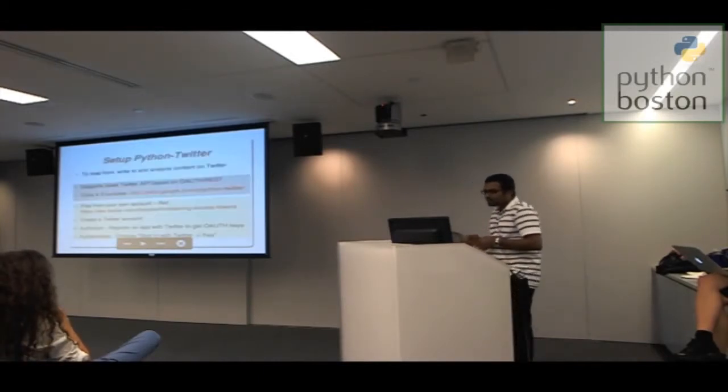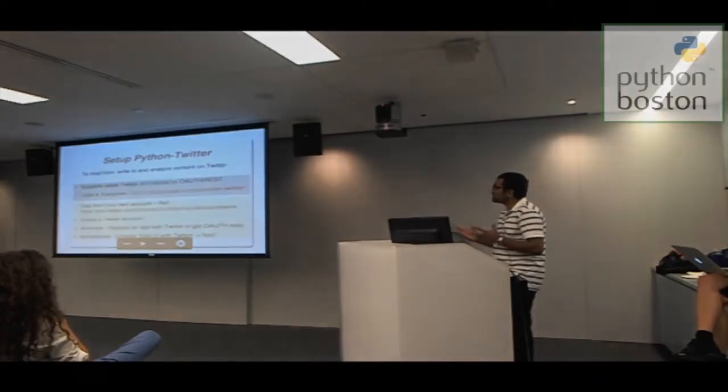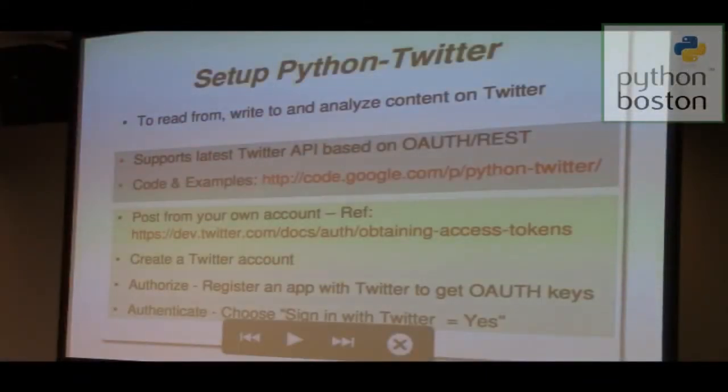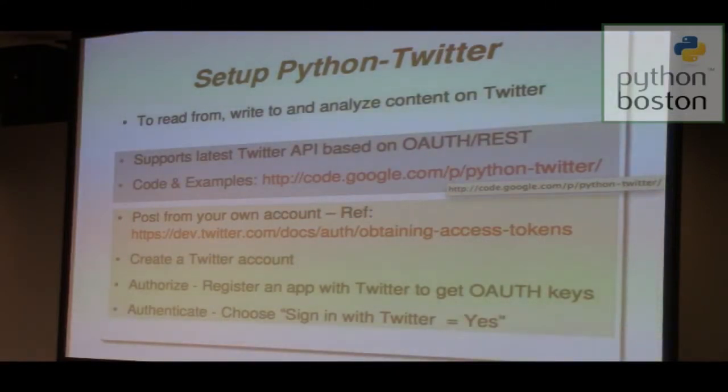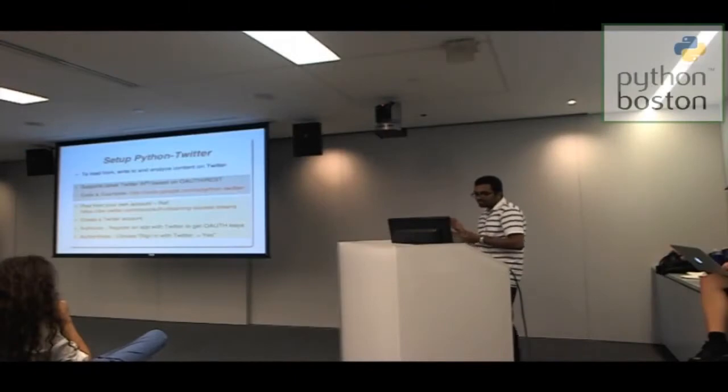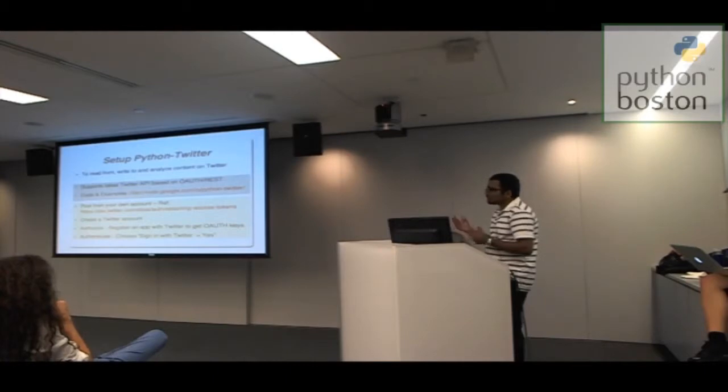So back to Python Twitter. To get started with interacting with your Twitter timelines, you need to get this library installed. The URL for this is here, so you can go download it. It's also on the pip package repository. Obviously, once you have that set up, you already have a Twitter account, and you have to create what is known as the OAuth protocol access tokens.